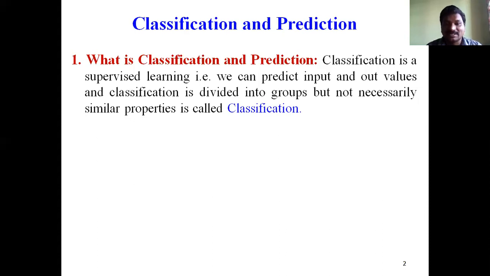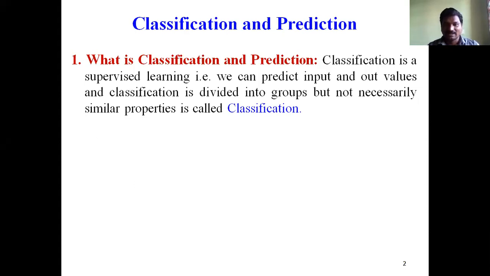Here classification. What is a classification? Classification is a supervised learning. What is a supervised learning? Supervised learning is one of the machine learning techniques. The machine learning technique is divided into three categories. That means most probably two categories: supervised learning, unsupervised learning, and reinforcement learning. The classification is a supervised learning.